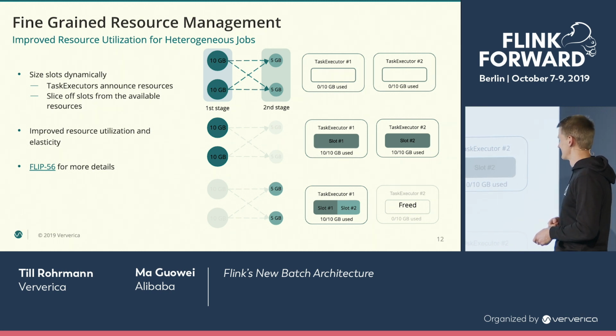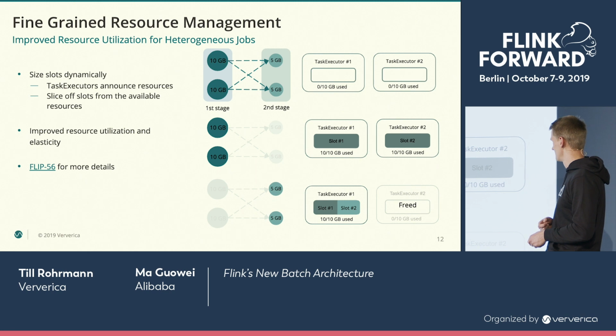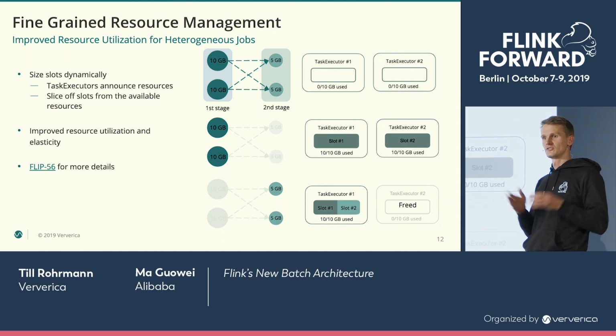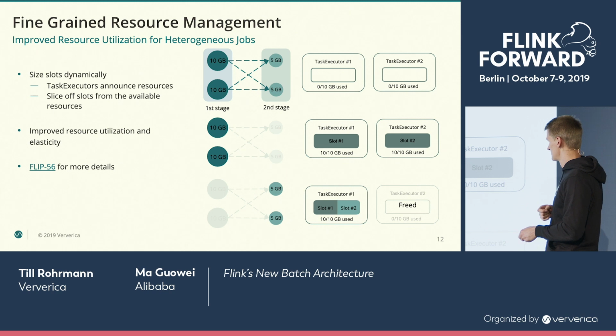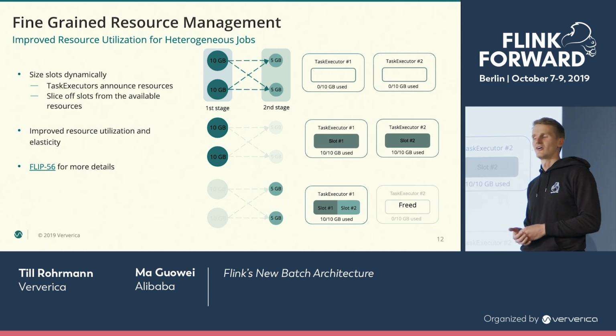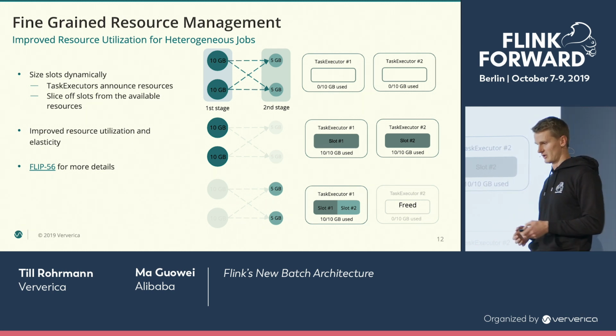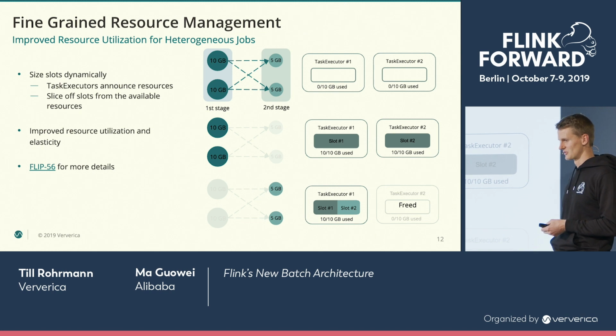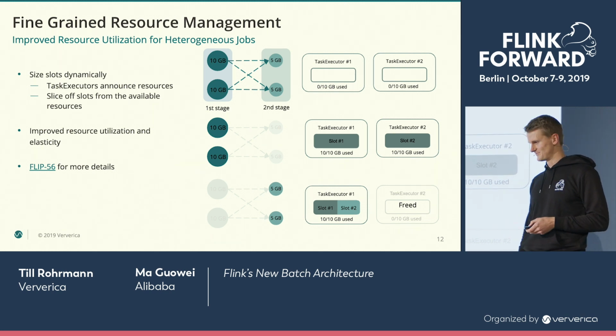And now when we schedule the second stage, we see that we no longer need the second task executor, because we could split the available memory on task executor number 1 into two slots, fulfilling the needs of the individual tasks. And this would be enough to run both tasks, and then we can free the second task executor, which other applications running on our Yarn cluster or Mesos or Kubernetes will be thankful for. This whole effort is done under FLIP-56. So if you're interested in that, take a closer look at this.